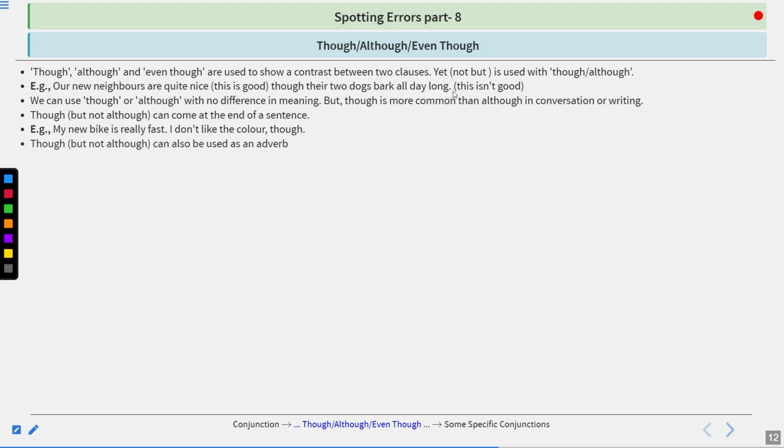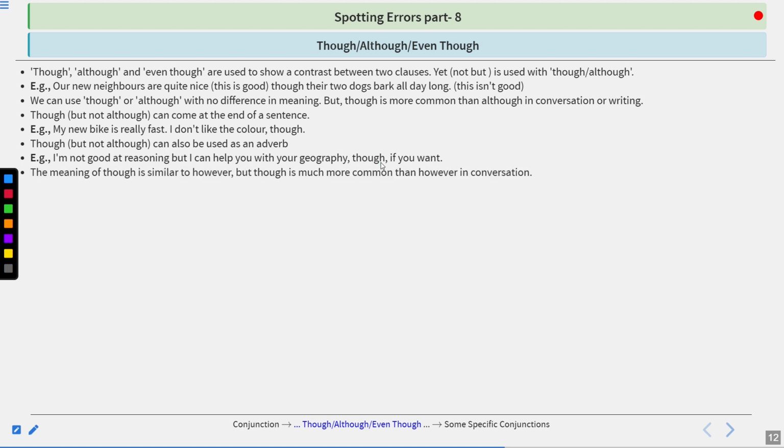Though, but not although, can also be used as an adverb. I am not good at reasoning, but I can help you with your geography, though, if you want. So here we have used though as an adverb. The meaning of though is similar to however. So these are two similar words, but though is much more common than however in conversation.